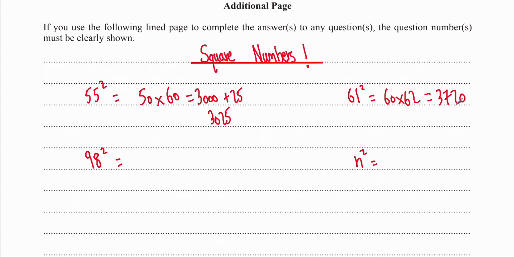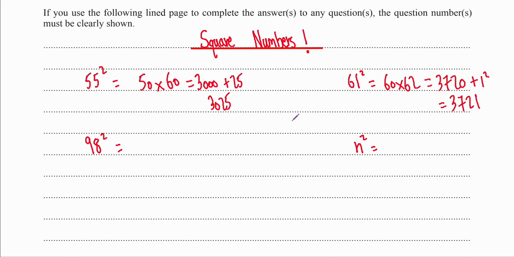You get 3,720, and then since you took 1 away, you add 1 squared. So you add 1 squared, which is just 1. So you end up getting 3,721 as your final answer. Again, check in your calculator, see if it works.